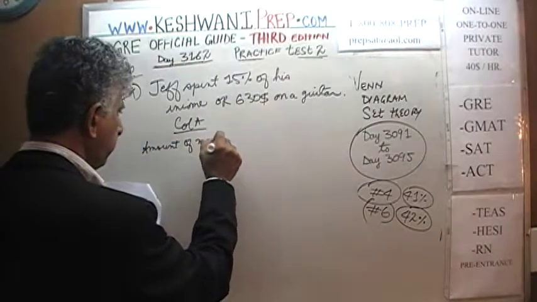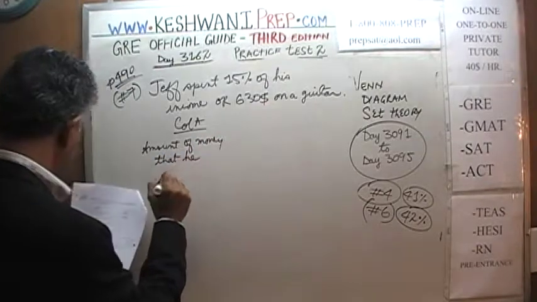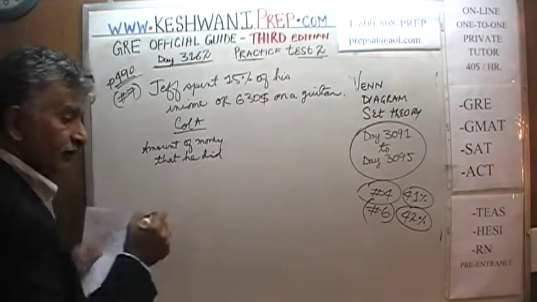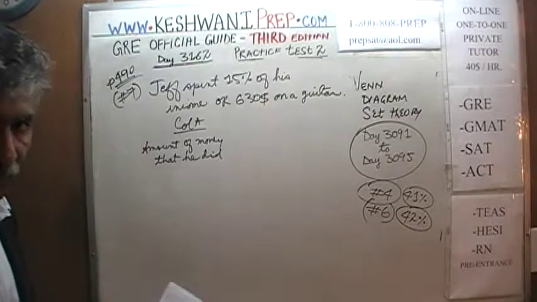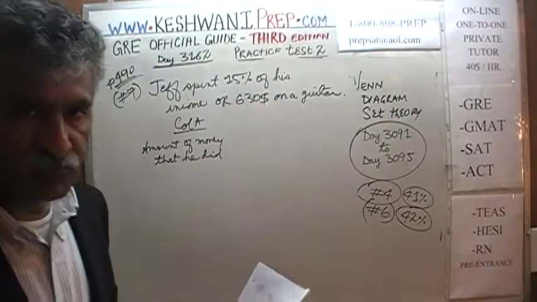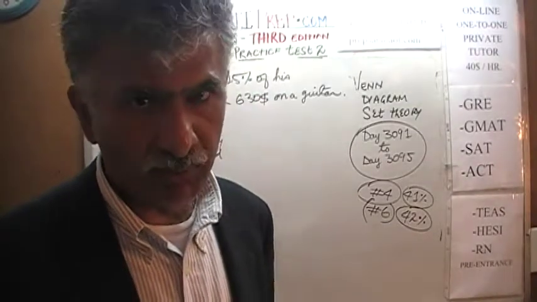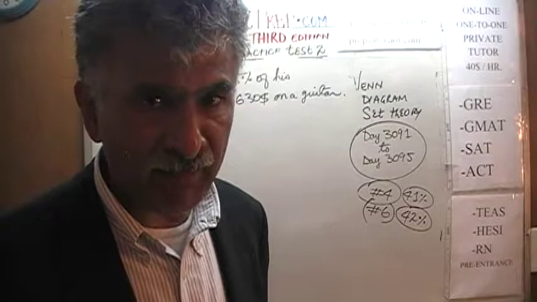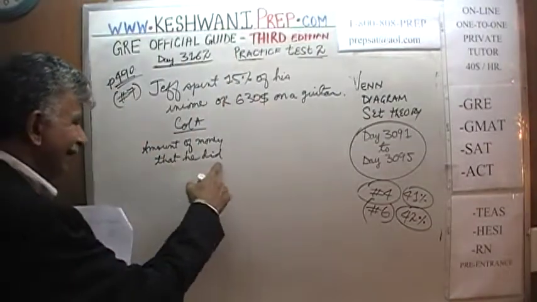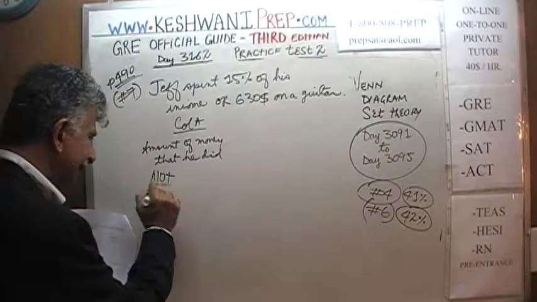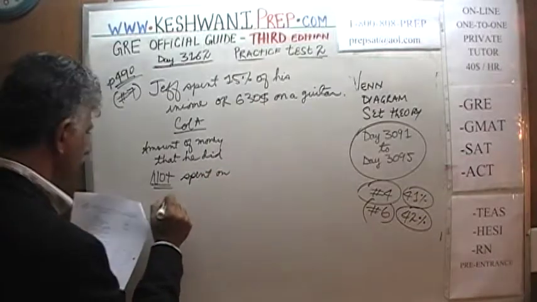Column A says the amount of money that he did not spend on guitar. This is where you have to pay attention. In this exam, it's just a matter of paying attention and concentration. That's what is required here. Your mind cannot lapse, your attention cannot lapse, because if you miss one word, you will get it wrong.